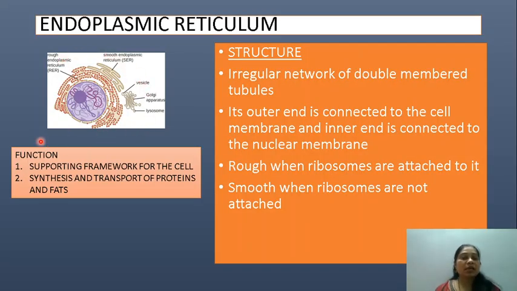Remember, the cell is enclosed by an outer covering known as the cell membrane. So the outer part of the endoplasmic reticulum is connected to the cell membrane, and this inner part, you can see, is connected to the nuclear membrane. What is the nuclear membrane? The membrane of the nucleus. We shall study about that in detail in the next class.